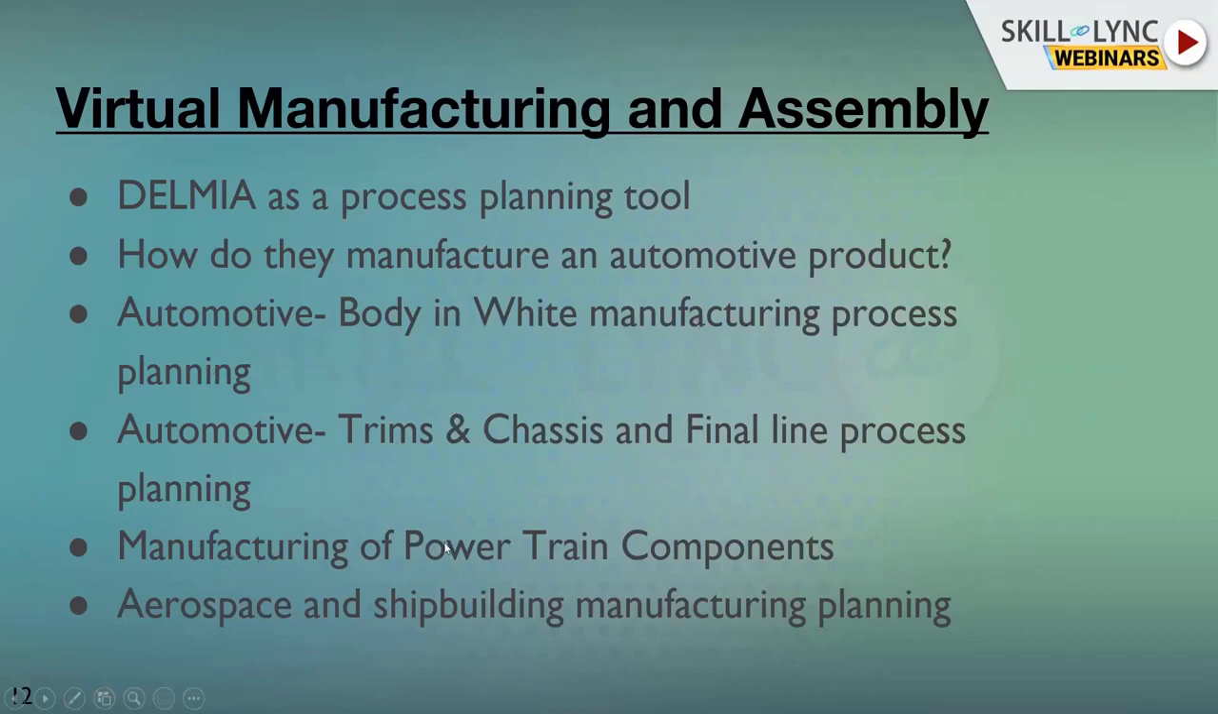And then there is also manufacturing planning that needs to be done for the powertrain components. What is powertrain? Powertrain starts from your engine, you have your gearbox and your exhaust systems. All of this goes into powertrain planning, powertrain manufacturing. Nowadays, even the electric vehicle battery pack and motors, everything goes under the powertrain. And then the same product is used by aerospace and shipbuilding manufacturing process planning also.